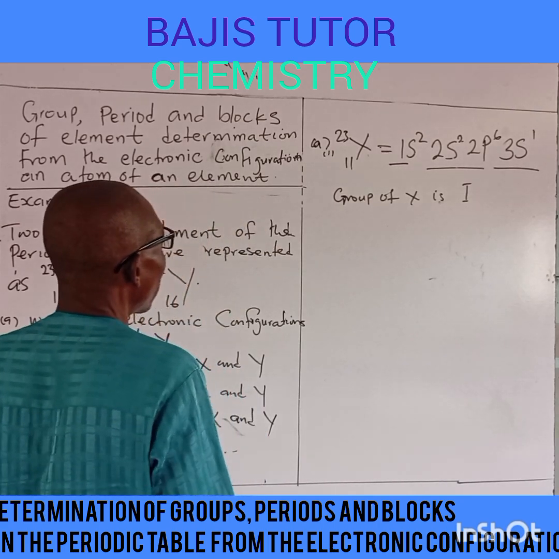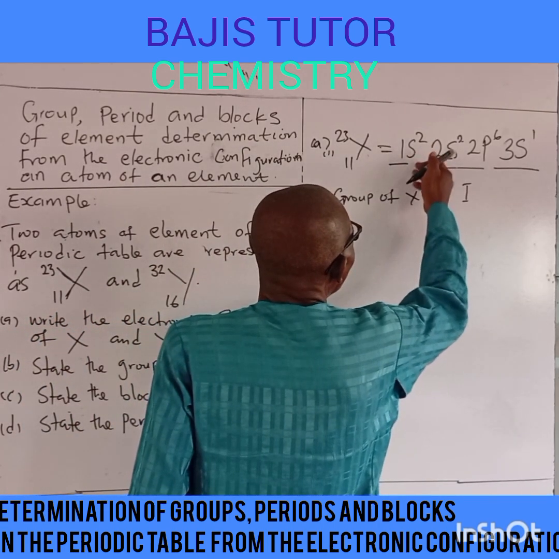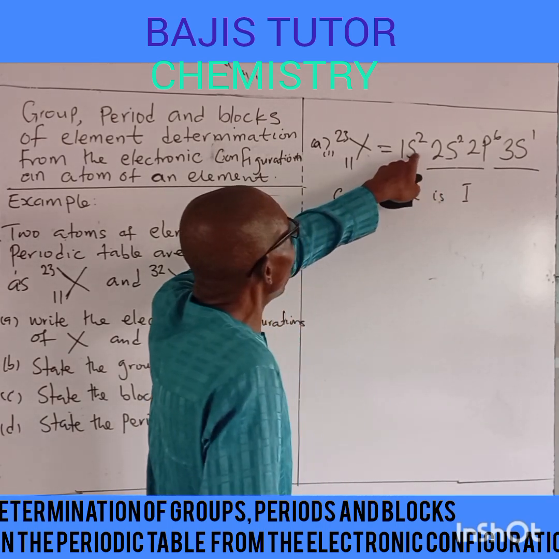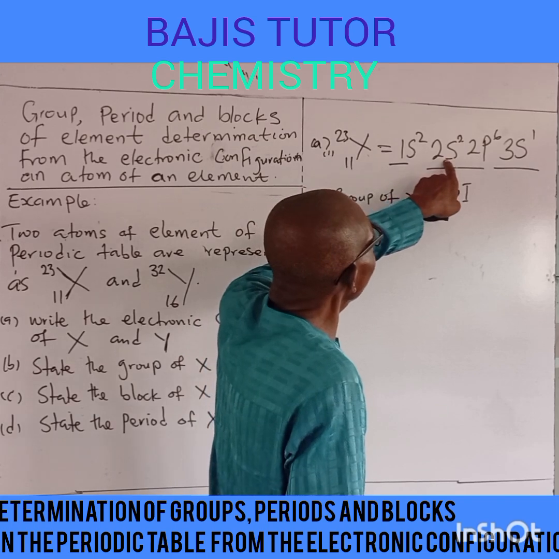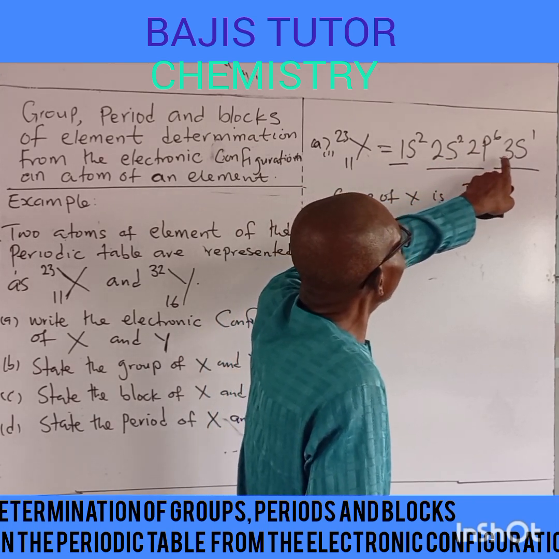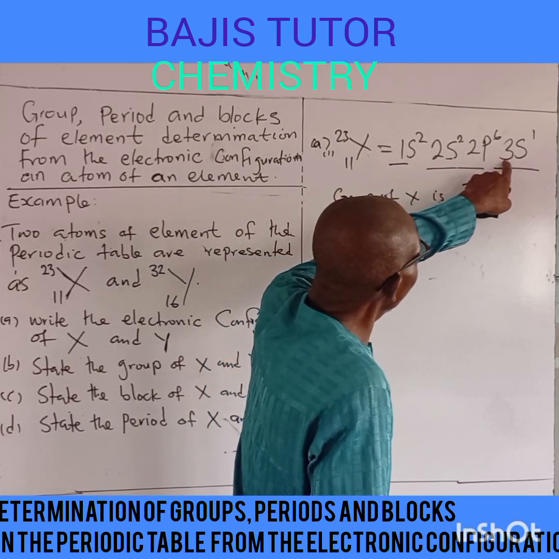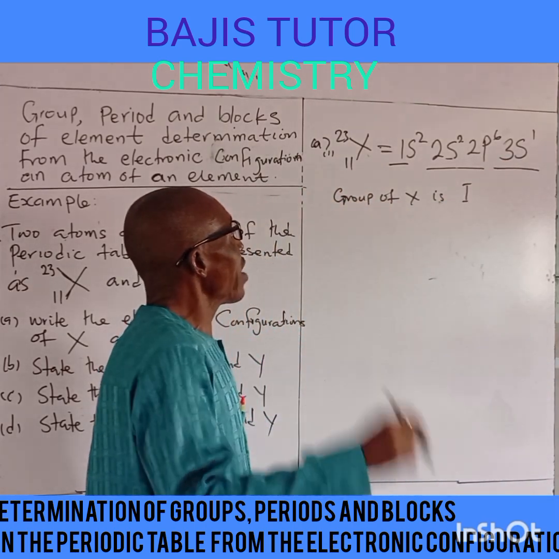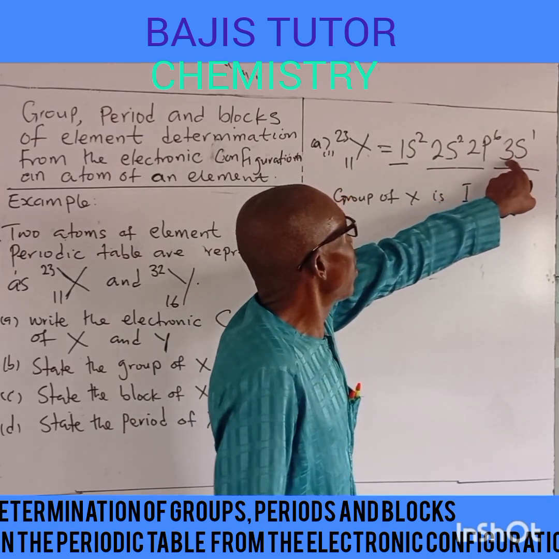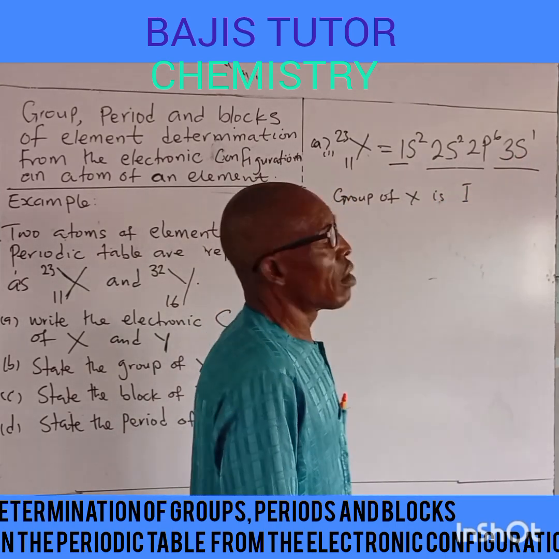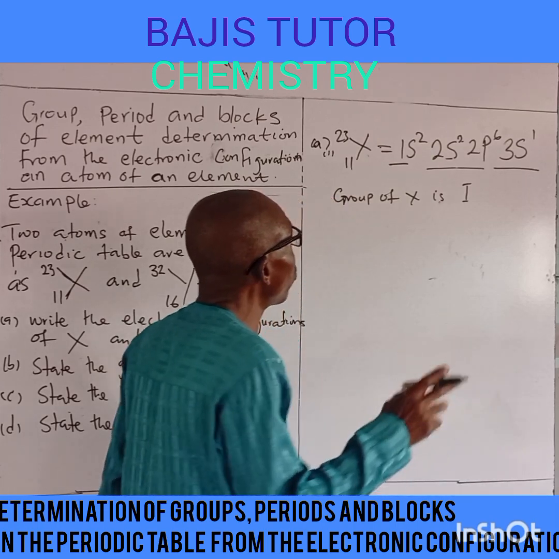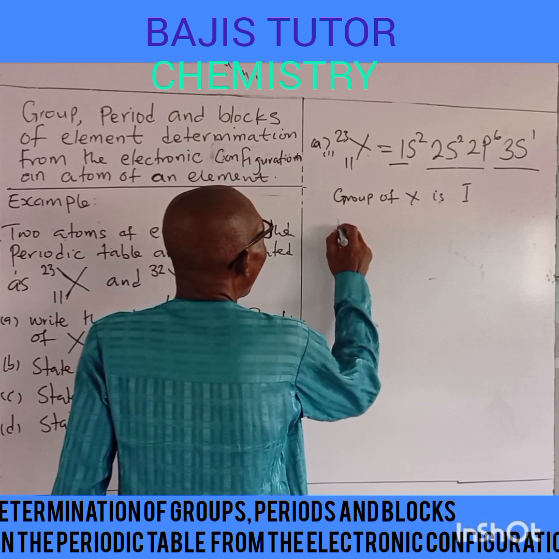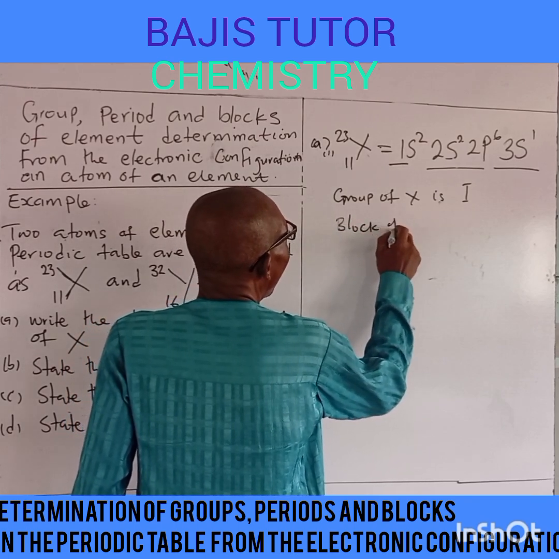Let's look at it. When we are filling the electrons, they were first filled into the 1s, followed by 2s, 2p, and lastly 3s. So the orbital where the last electron entered, that is 3s, gives you the block of that element. Therefore, the block of X is s.